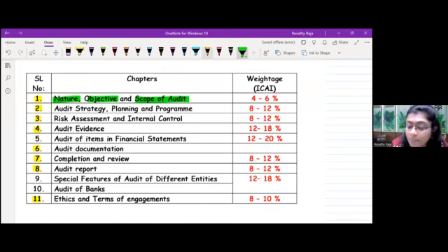In this, mainly it is SA 200. The weightage which ICAI says is 4 to 6 marks, and it is comparatively a very small chapter. You can finish it off quickly.